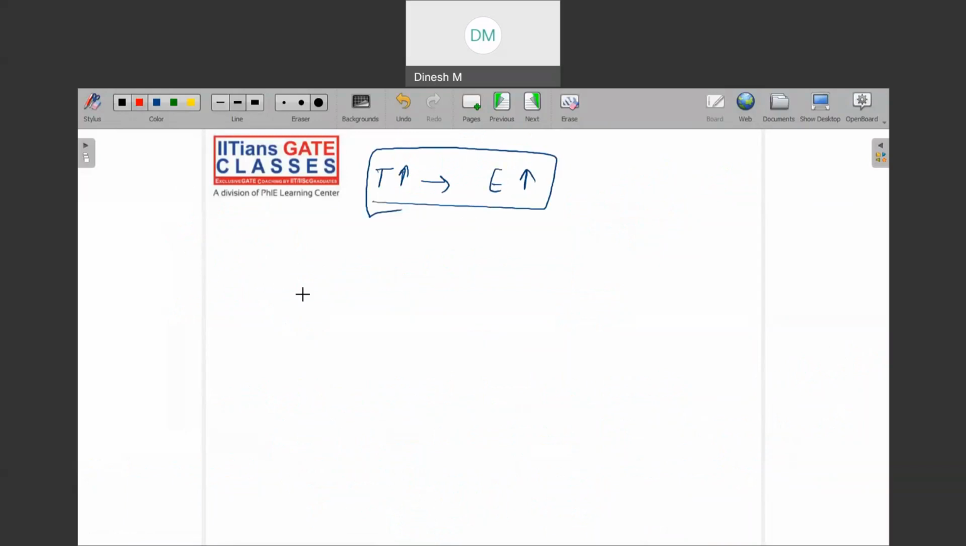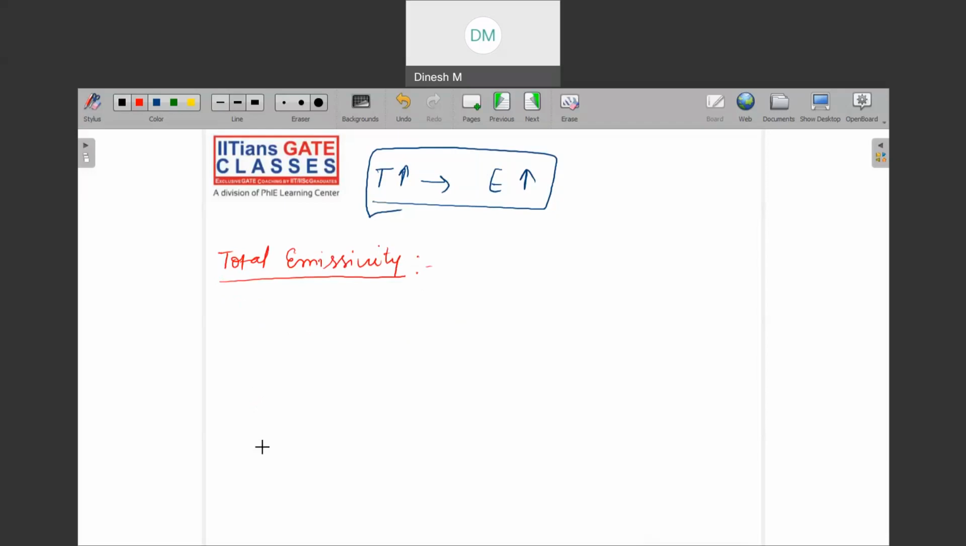Okay, the next thing is total emissivity. What is that? See, emissivity means what? We have one black body which has been idealized, like this is the ideal surface which can emit the maximum.